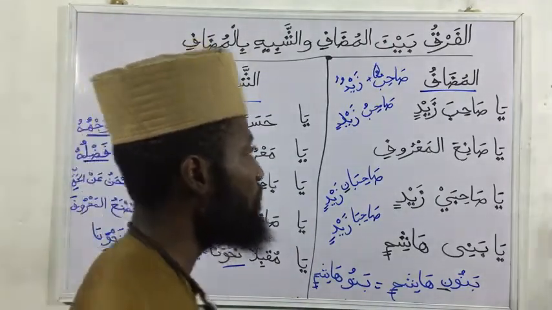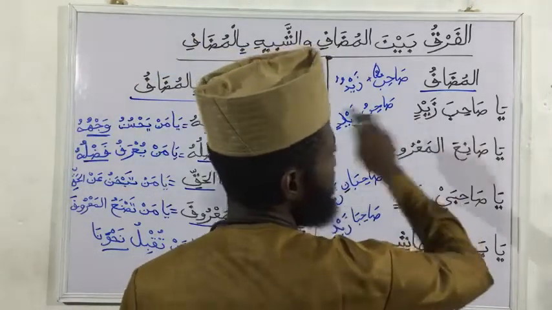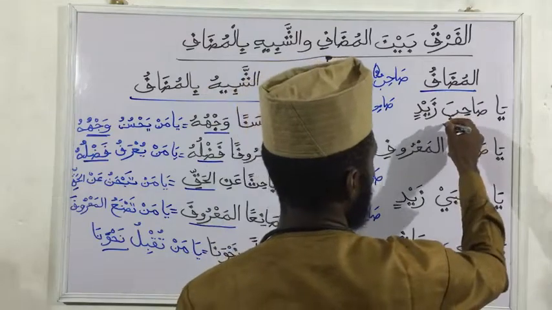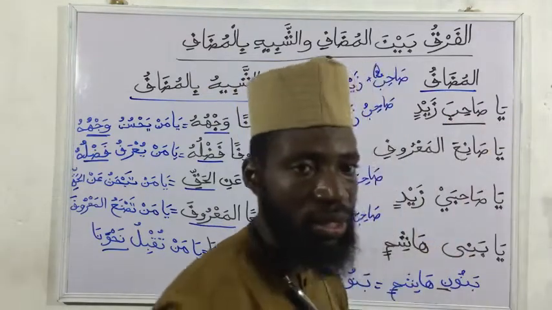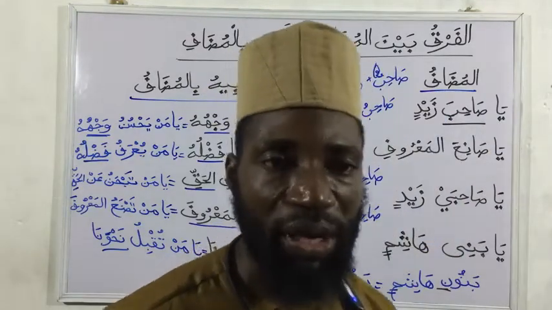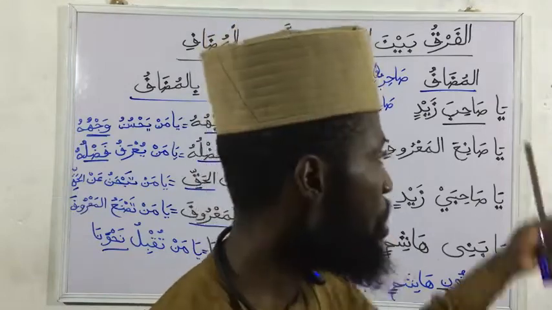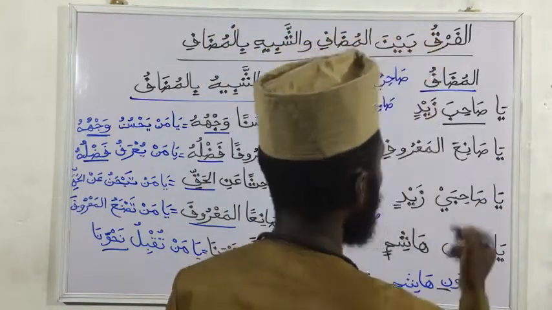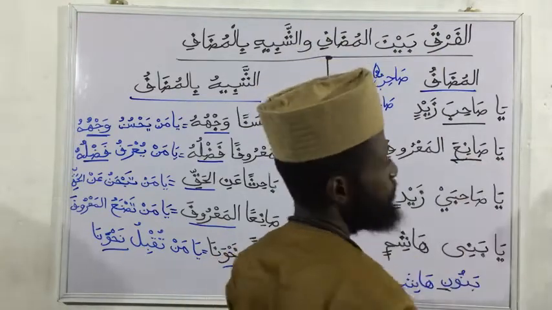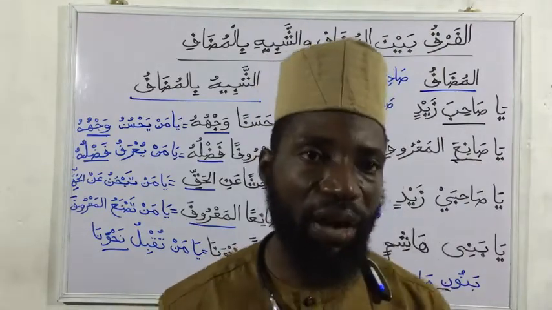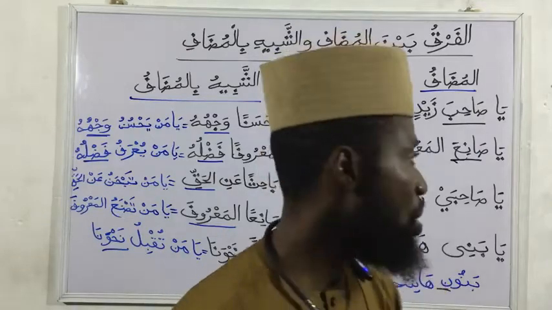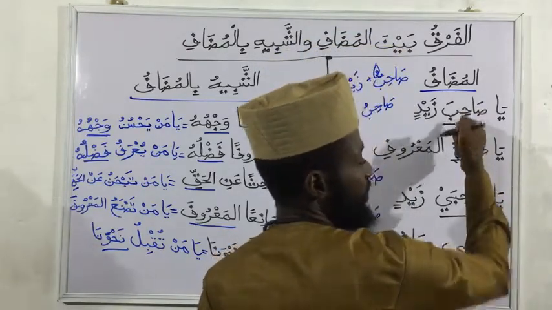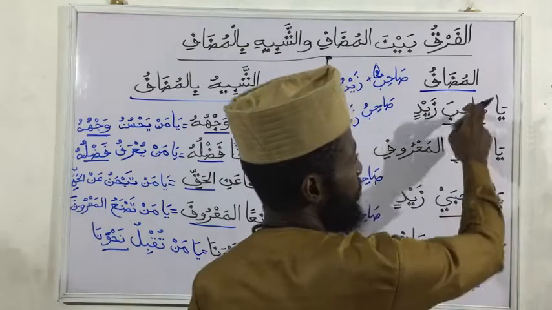So let's look at this now, for instance. Sahiba Zaidin. So Sahib, you can see that it is a derived word. It is a derived word from Sahiba. Ismul fa'il, Sahib. So look at this now. Sani'un. It's also derived from what? From Sana, and Sani'un. Sahiba, that's the mustanna, the dual of this.